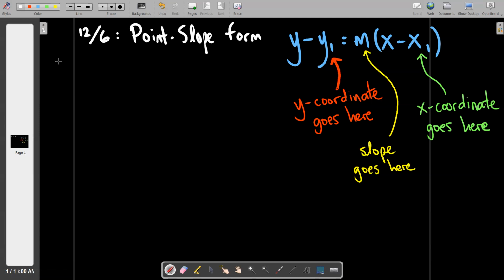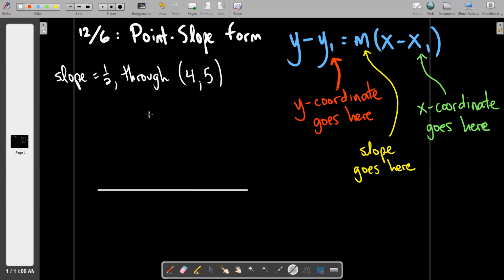So let's do an example. A common request will be write the equation of a line given this information. And so I might give you a line like this, and I might say, okay, this line has a slope of 1/2, and it passes through the point (4, 5). Now, for the record, if I had no idea what point slope form was, I could, and I don't think you should write down what I'm about to do because it's silly, but I could graph the point (4, 5).